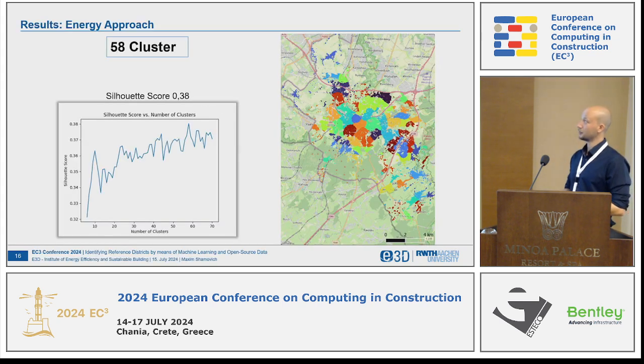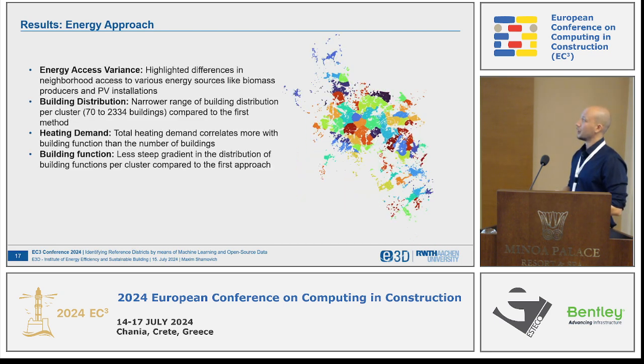In the energy model, we find 58 clusters, and here we see already a difference. So the center is much more portioned out than before, so the areal size of each cluster is much more uniform compared to the first approach. And we can see that also the heating demand is now less dependent on the size because it's much more uniform, but more dependent on the building function. So if it's a residential building or office, for example.